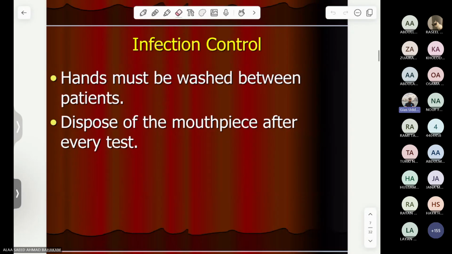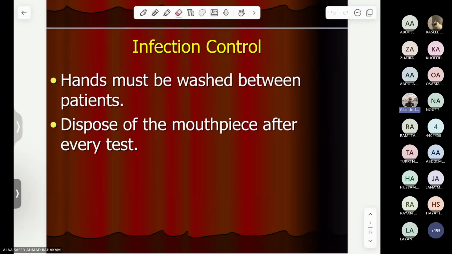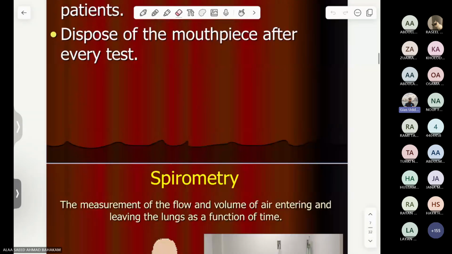Okay, for infection control, what we do, our hands must be washed. So if we are doing multiple patients, between patients, when we change from one patient to the next one, we have to wash the hands and dispose of the mouthpiece after every test. So every test will have a new mouthpiece. Okay, next one.